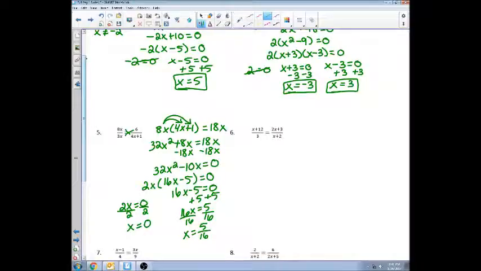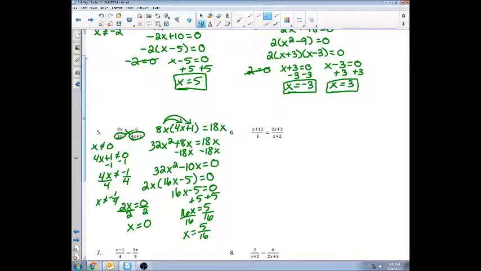Now again, I have to check my restrictions. So 3x cannot equal 0, right? Which means that x cannot equal 0. And then I need to look at 4x plus 1. Well, if 4x plus 1 cannot equal 0, subtract 1 from both sides. 4x cannot equal negative 1. Divide by 4. X cannot equal negative 1 over 4.